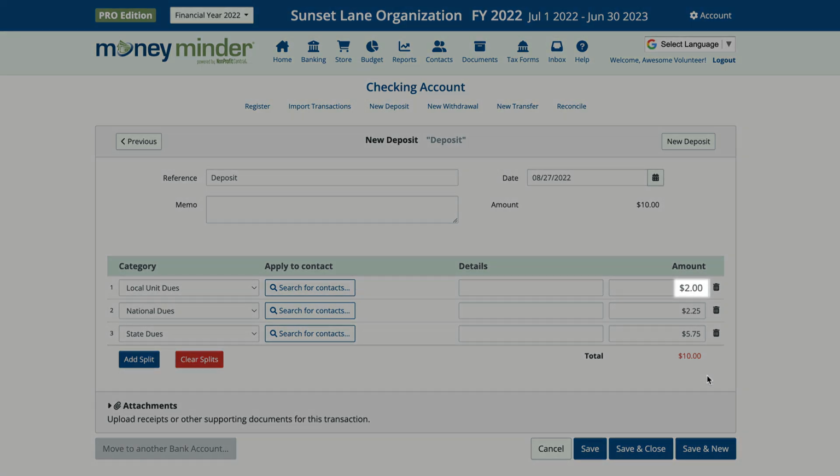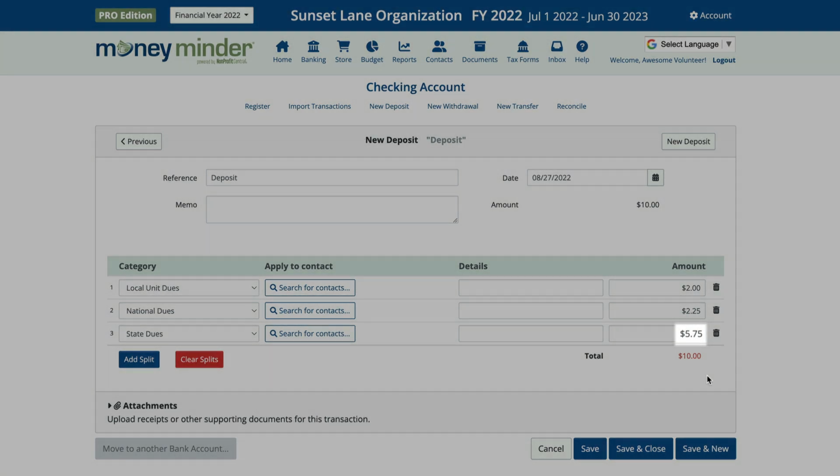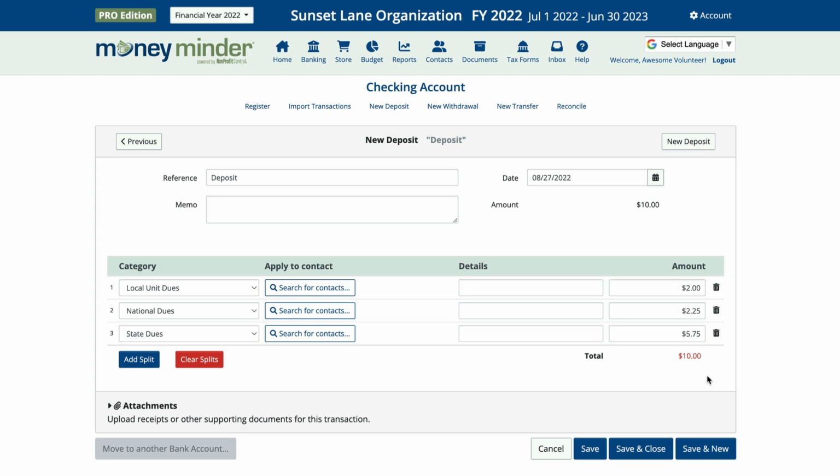$2 to your local unit dues, $2.25 to national dues, $5.75 to state dues. When you send out their share, it will be entered as a withdrawal. On your report at the end of the day, it will nicely net out to $0. By separating out the state and national portions, you can see at a glance how much you owe to each. Some local units combine them, but in our eyes, it makes things just a little trickier to track.